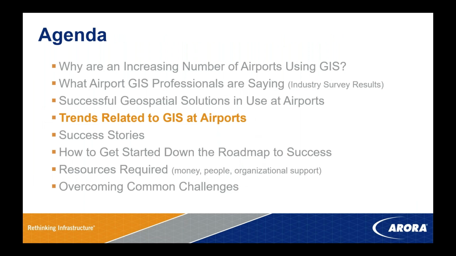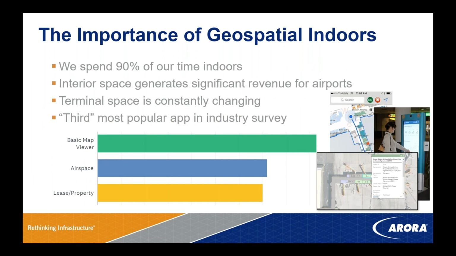So I just want to share a few trends that we're seeing in how airports are using GIS. One is the importance of geospatial data indoors. It's a statistic that humans in general spend about 90% of our time indoors. For airports, this is such an important revenue generator. But it's really hard to maintain that data, because the interior space at airports is constantly changing to improve that space, expand the space, et cetera. And so putting this into a GIS is one way airports have been able to stay on top of that data.